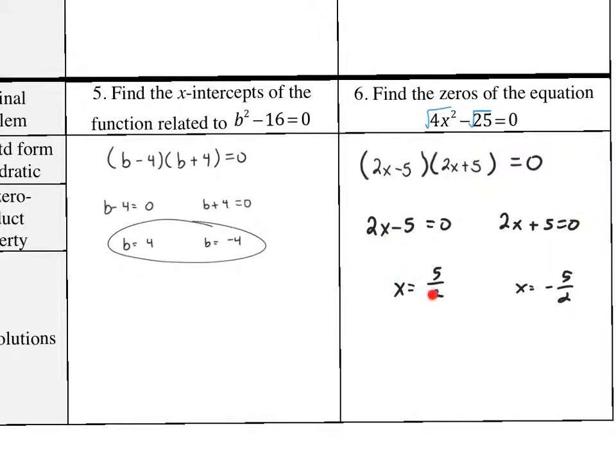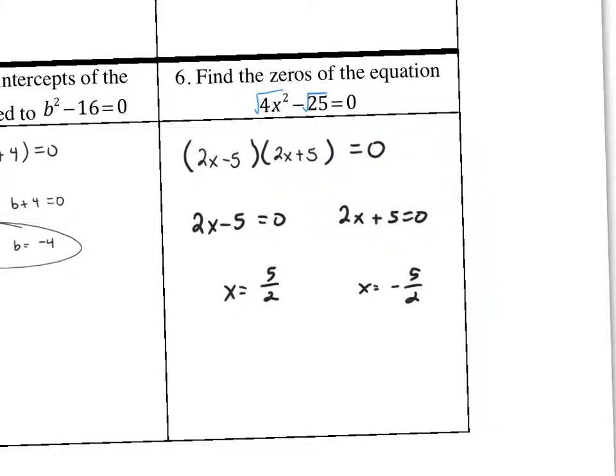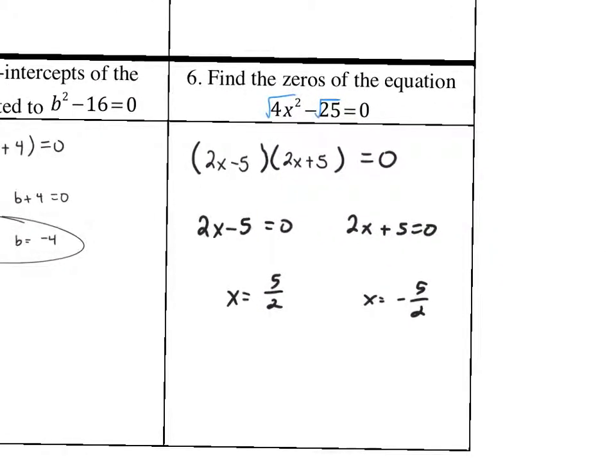Add 5, divide by 2. Over here we subtract 5, divide by 2. So plus or minus 5 halves is what you actually get. Again, we can check our solution using a graphing calculator or just by calculation.